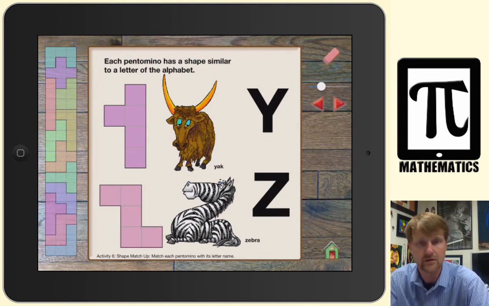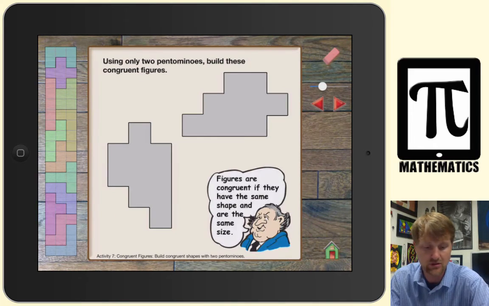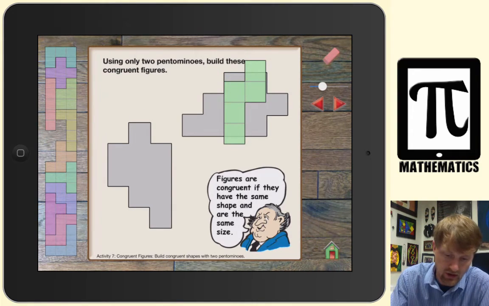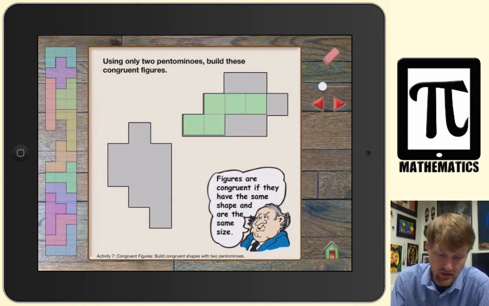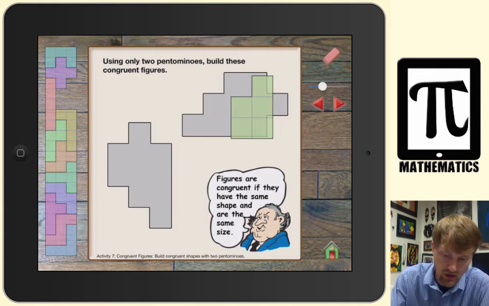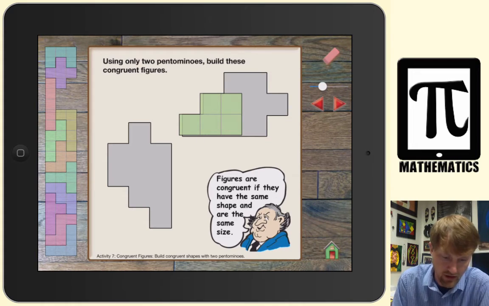There are 12 Pentominoes shapes, and then you can have students fill in, using only 2 Pentominoes, build these congruent figures. So we're using 2 Pentominoes, and when I click it, it's going to fit in here, but if I fit it in there, I'm not going to be able to fit another piece in there, so that's maybe not what I need to use. And I use this one, maybe I do this, move it here, and then, oh look, that's a wonderful shape that I know I have.